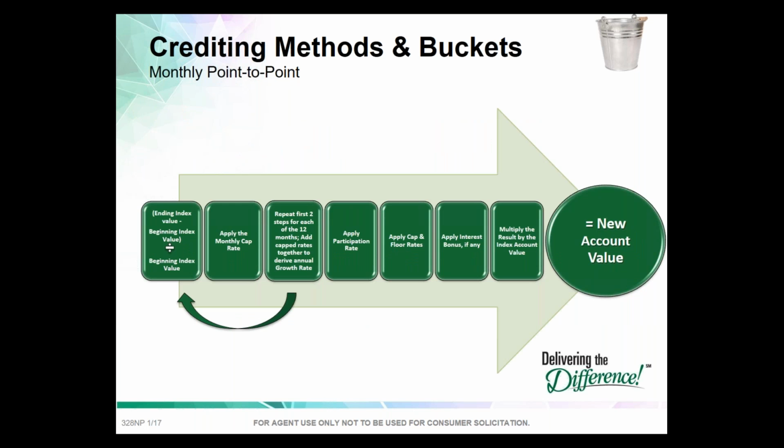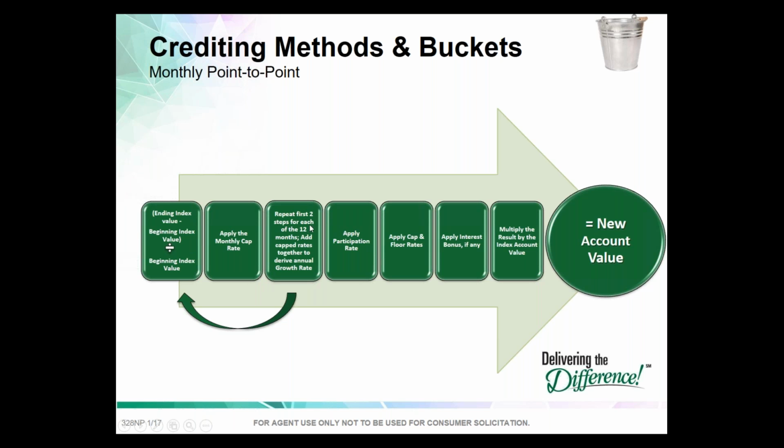The monthly point-to-point, as I mentioned, uses a monthly measuring period. So this is just a little bit different in the sense that we repeat this a few times. We look at the change in the underlying index, we apply a monthly cap rate, and then we repeat. And we go back here for the next month. So we do February, for example, apply the monthly cap rate, find that as our measuring tool, and then we go back and we repeat it again in March and do the same thing over and over 12 times.